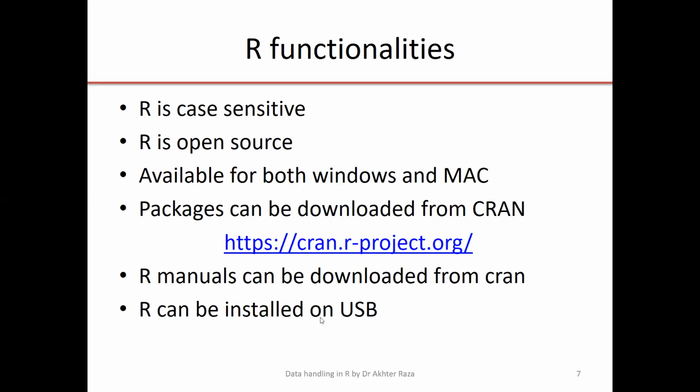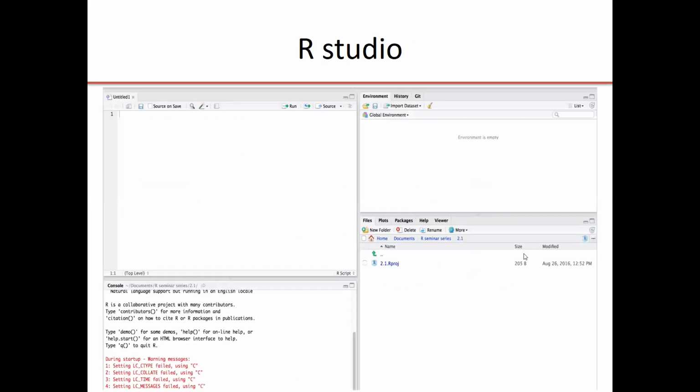So it can be installed on a USB, and that USB can be used on any system which does not contain R. Now this is RStudio. What is the difference between R and RStudio? R is the language and RStudio is a UI, a user interface. RStudio is a layer upon the language. The core functionality can be done with the help of R.